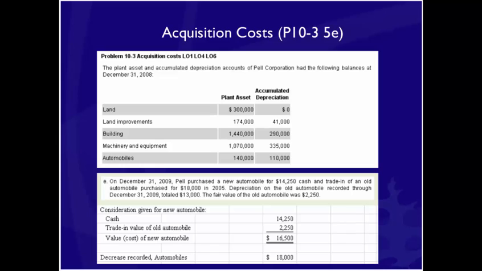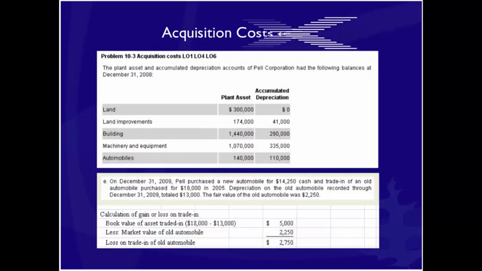Okay, well, to determine the value of the new automobile we need to increase on Pell's books, we need to add in the consideration given for the new automobile. And that included cash of $14,250 and the trade-in value of the old automobile of $2,250. So the total value of the new automobile is $16,500. Also note that we need to decrease on the books of Pell the value of automobiles at its original cost of $18,000.